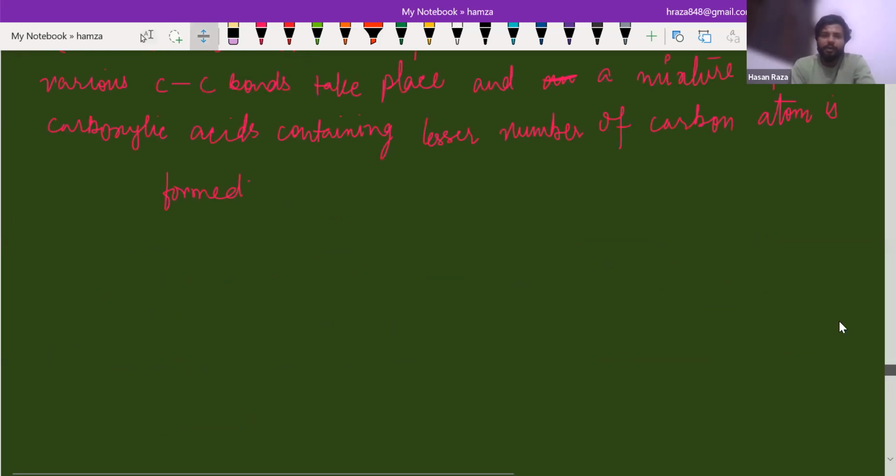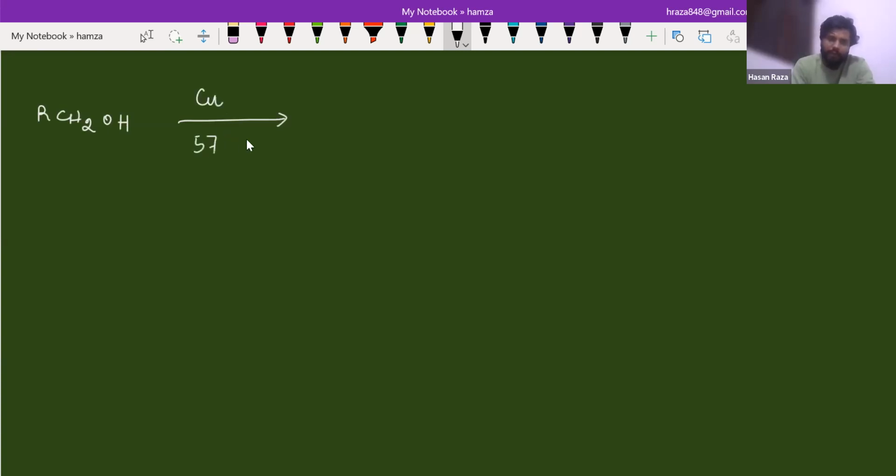Now, there are other methods of oxidizing. If you have primary alcohol RCH2OH, this alcohol should be in vapor form and you pass it through copper at 573 Kelvin. Since it is primary, the product will be converted into aldehyde. And if you use a secondary alcohol, under the same condition it will be converted into ketone, R-C=O.